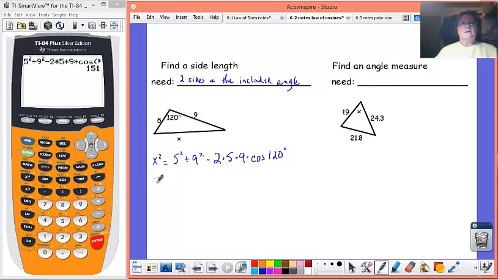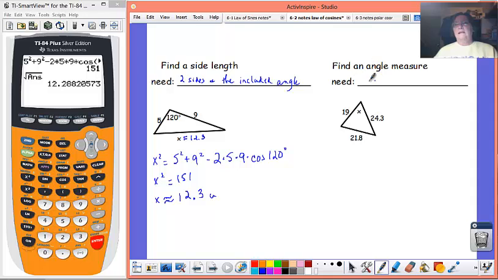Folks, x squared is what we have there, and it is 151. We need x, so we'll take the square root of both sides and we'll get an approximation for this. So taking the square root, our side length x is about 12.3, and you can see that that makes sense in terms of the geometry here, folks. The longest side is across from the biggest angle, and that makes sense.